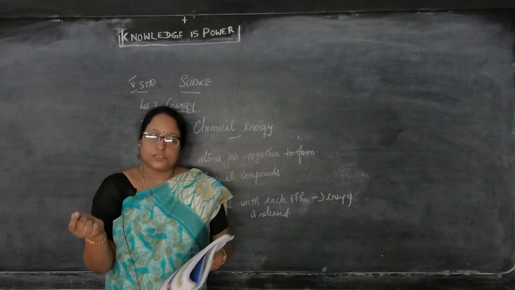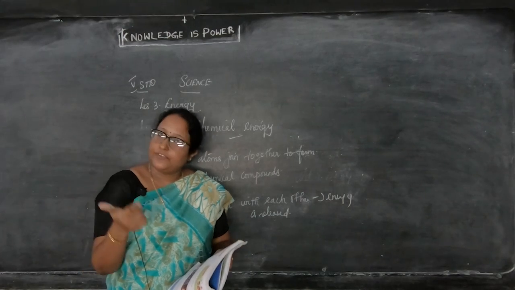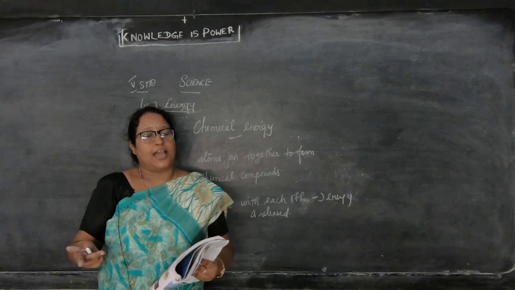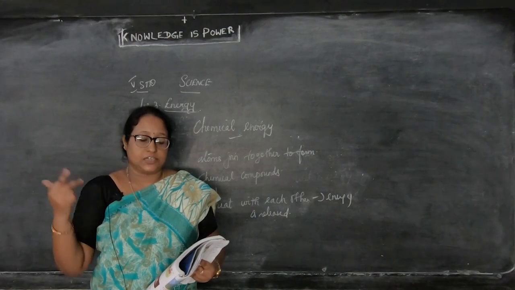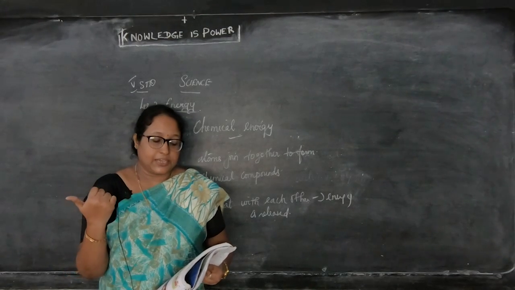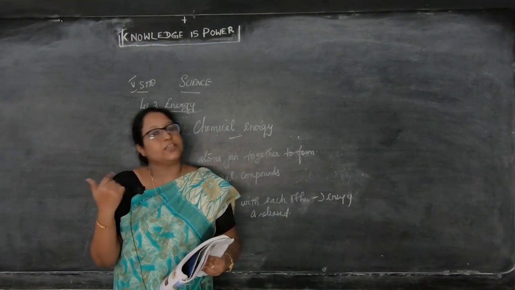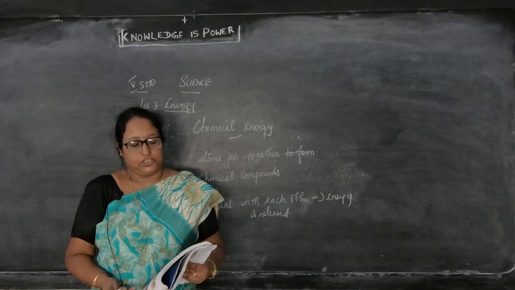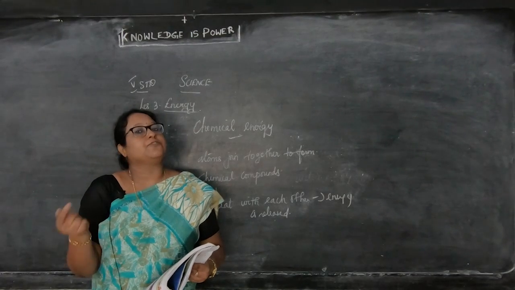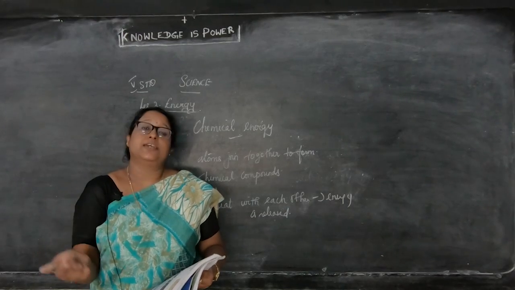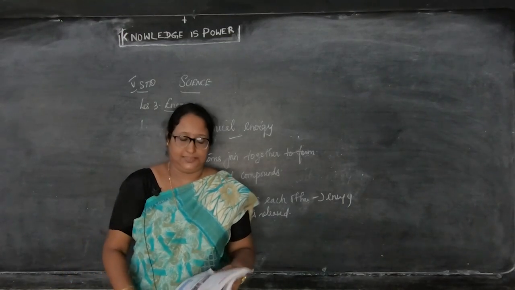So what are the uses of chemical energy, children? The food we eat contains chemical energy, and chemical energy in wood also, that is they produce heat energy to cook food. Then chemical energy is also in the coal, used to generate electricity. Then even the batteries also have chemical energy, and the fuels, like petrol and diesel, also have chemical energy which is used to run vehicles.